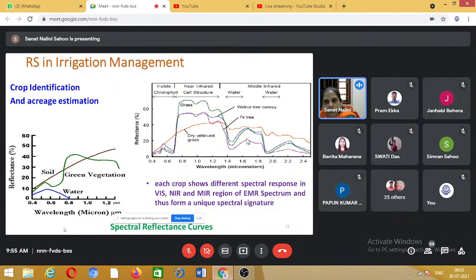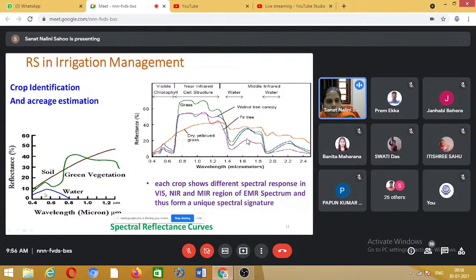The reflectance value from a building will definitely not be the same as the reflectance value from a tree. Similarly, you can see from this plot, this is the reflectance and this is the wavelength. With respect to different wavelengths, the reflectance values will be different. This is the reflectance for soil, this is the reflectance value for green vegetation, and this is the reflectance for water. All of them are different. Due to the difference of these reflectance values, we are able to distinguish which is soil, which is green vegetation, and which is water.